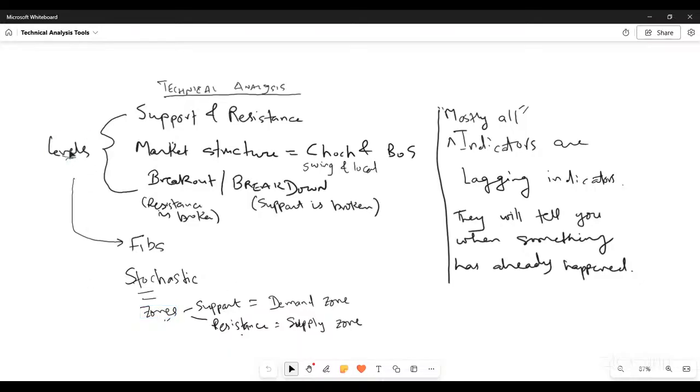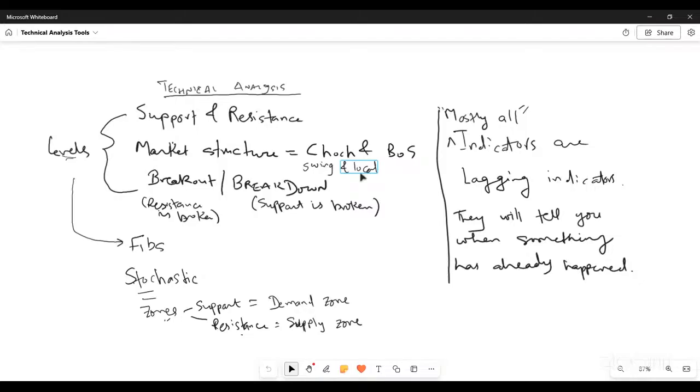What I have covered in my sessions is anything related to levels: support and resistance, and market structure. Market structure is still levels. There's the change of character and break of structure. Within the market structure, you have swing, which is the external structure, the bigger structure. We call that swing structure. And then there's the local structure.